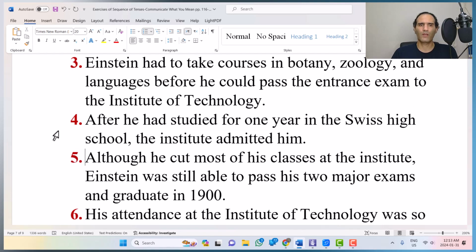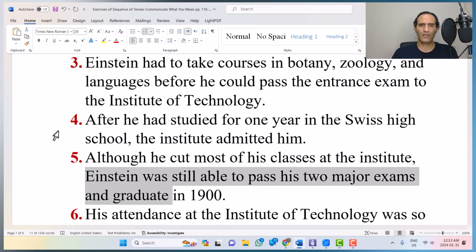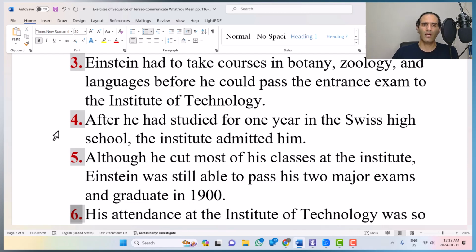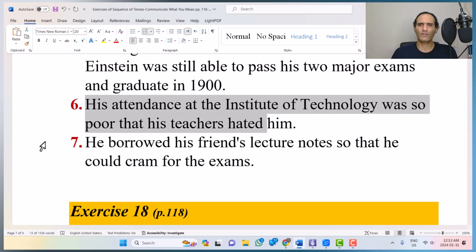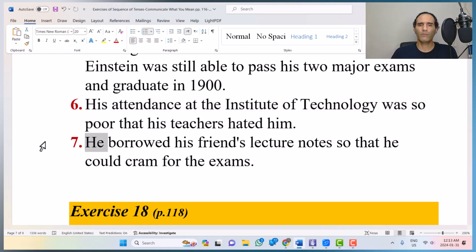Number 4. After he had studied for 1 year in the Swiss high school, the institute admitted him, accepted him. Although he cut most of his classes at the institute, Einstein was still able to pass his 2 major exams and graduate in 1900. His attendance at the Institute of Technology was so poor that his teachers hated him. He borrowed his friends' lecture notes so that he could cram for the exams.